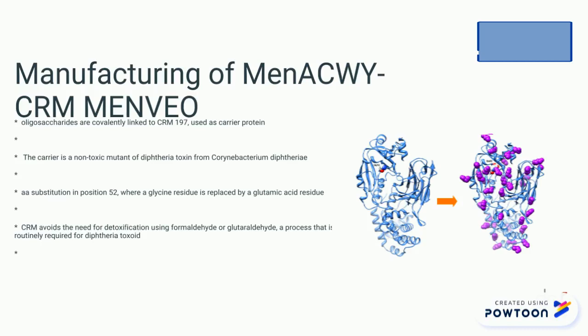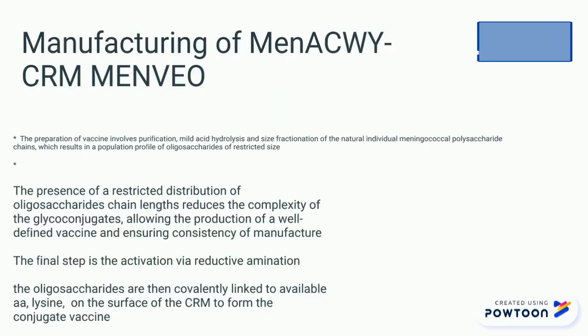The preparation of the vaccine involves purification, mild acid hydrolysis, and size fractionation of the natural individual meningococcal polysaccharide chains, which results in a population profile of oligosaccharides of restricted sizes. By using this process, very long chains are eliminated, considered as less immunogenic.